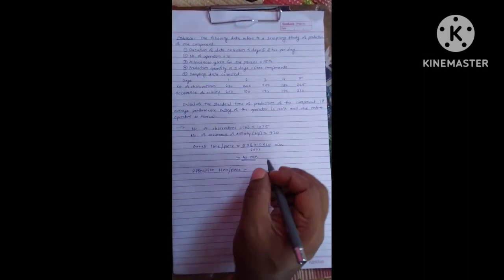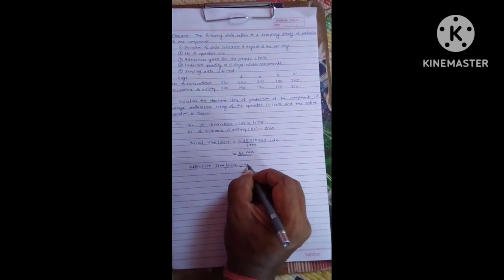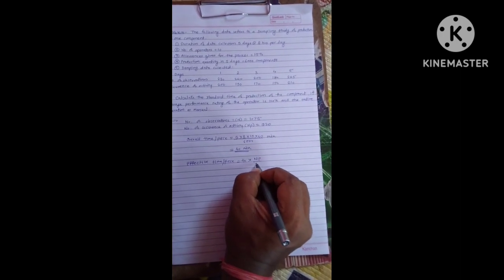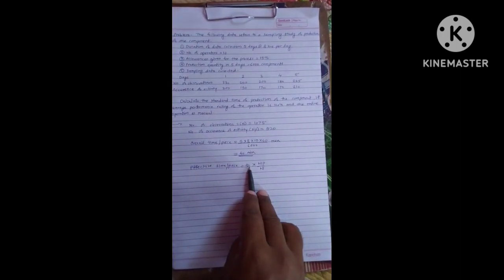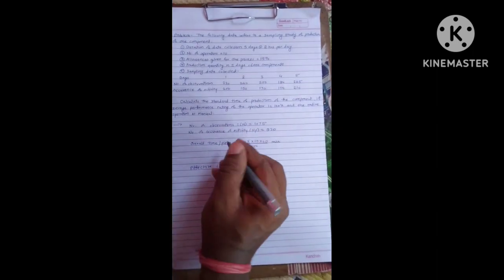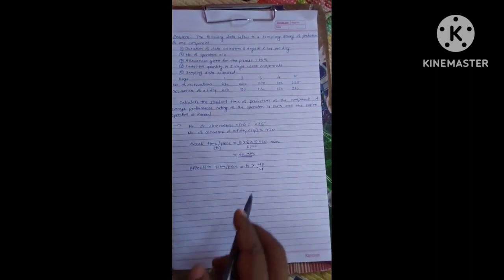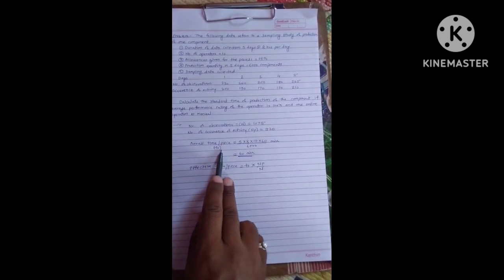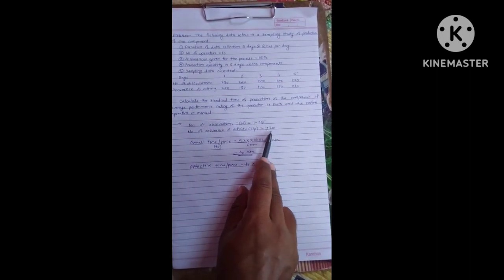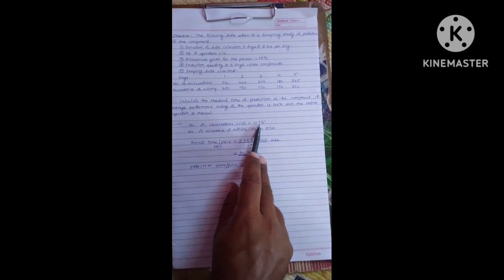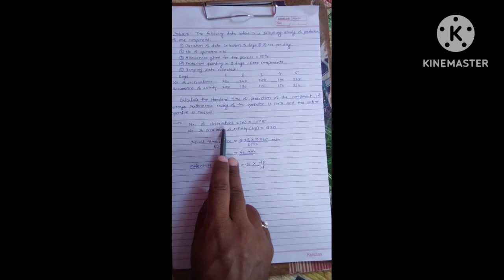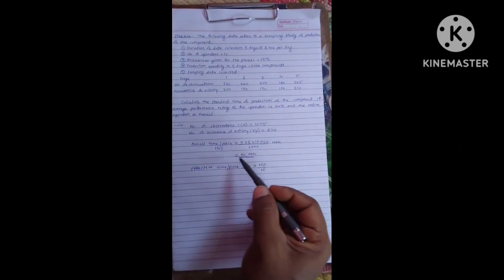How to calculate this? Its formula is very simple: TO into NP divided by N. TO means the overall time per piece, total time. NP means the number of occurrences of the activity, and N is the number of observations. So we take the ratio of these two, the number of occurrences of the activity and the number of observations, into 40.